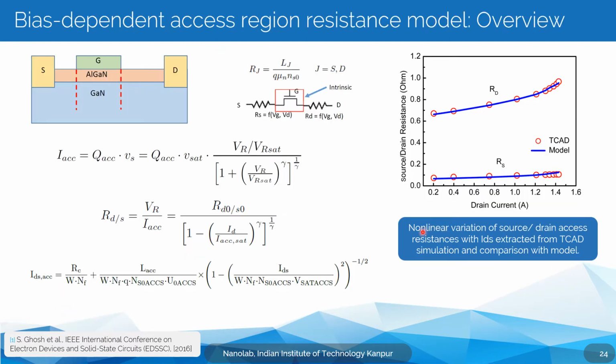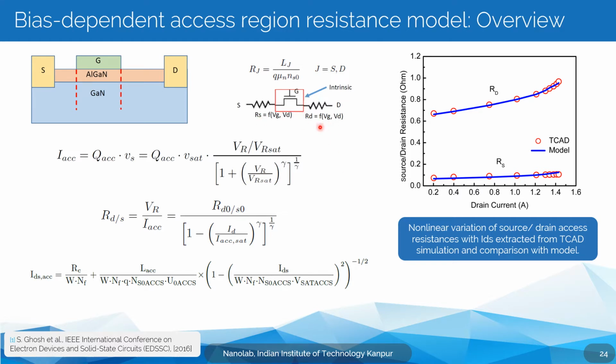All right, okay, so now that was the core model we discussed. The next part is the add-ons. We talked about add-ons. So the first add-on we're going to discuss is the bias dependent access region resistance. So this is how it's modeled. We have an intrinsic transistor, and then at both the source and the drain end, we have two nonlinear resistances added in series. So this is basically a simple SPICE circuit which is there in the Verilog-A code. Two nonlinear resistances added in series to an intrinsic model.